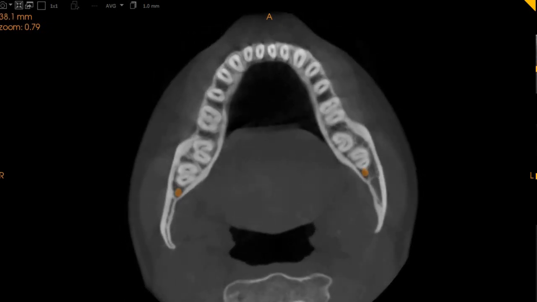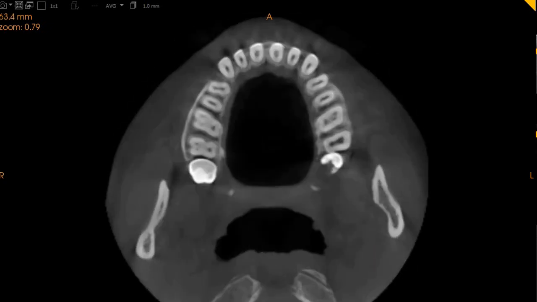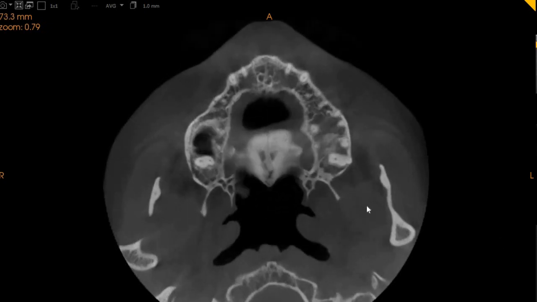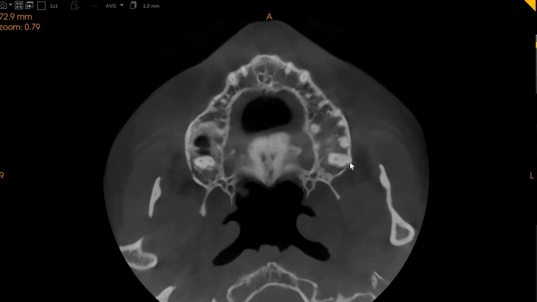So this is the axial view of the mandible. As you very clearly see, both wisdom teeth, the right one and the left one, are associated with the inferior alveolar nerves. And this is the situation of the upper jaw, where both wisdom teeth have fused roots, but the right one is simple, whereas the left one has this extra root which is curving and actually embedded into the bone.